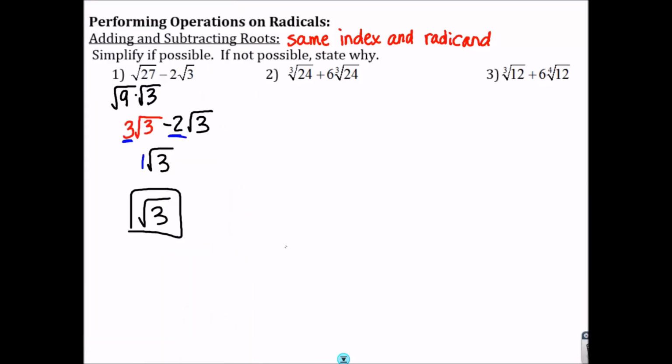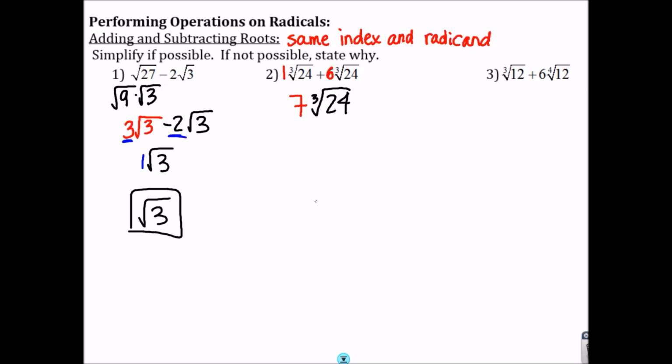Let's look at the next example. We have cube root of 24 plus 6 cube root of 24. Now, we should always simplify. We can either simplify this cube root of 24s now, or we can add them together and simplify it later. That's personal preference. I'm going to go ahead and add them together. So I have 1 plus 6, which is 7 cube root of 24.